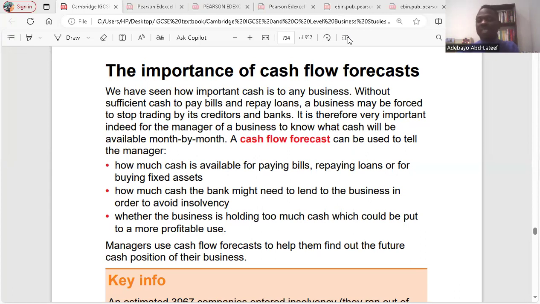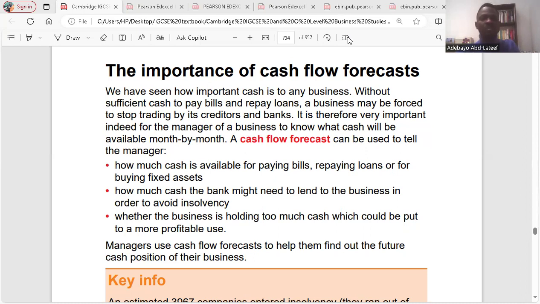Two, how much cash the bank might need to lend to the business in order to avoid insolvency. Because you are making a cash forecast, an estimate, you know the total amount of money you would be able to get from the bank that would not make you insolvent. Because when you take too much from the bank, you have to pay too much interest, so that might stop you from having cash with you.